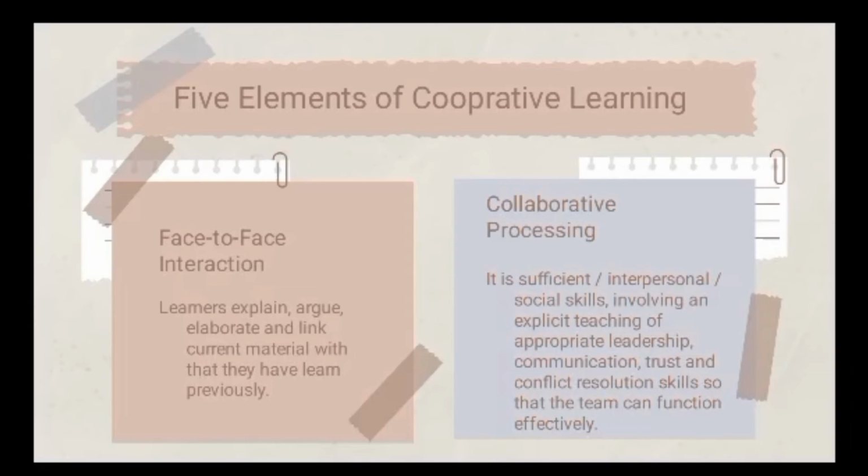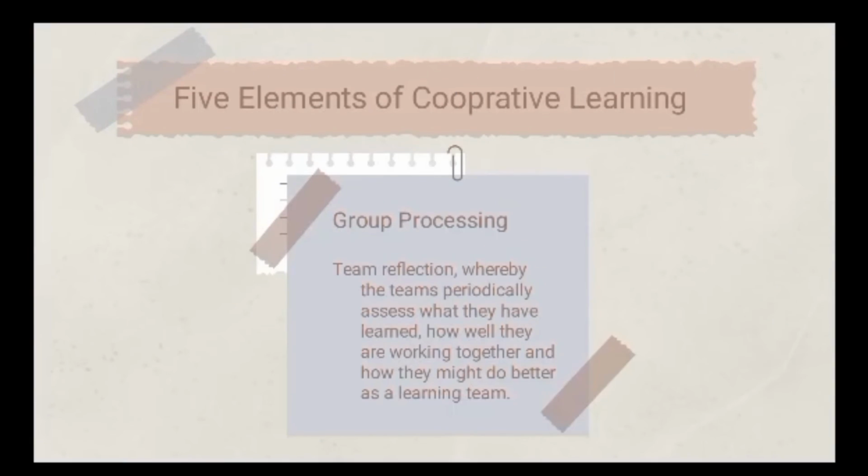Next, collaborative processing. It involves interpersonal or social skills, with explicit teaching of appropriate leadership, communication, trust, and conflict resolution skills so that the team can function effectively. And of course, we have group processing. Team reflection, whereby the team periodically assesses what they have learned, how well they are working together, and how they might do better as a learning team.